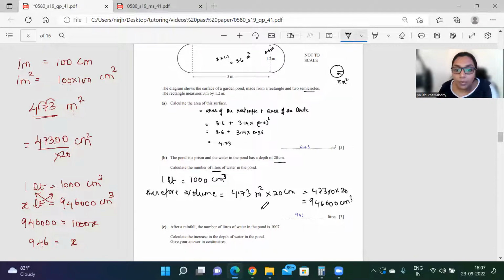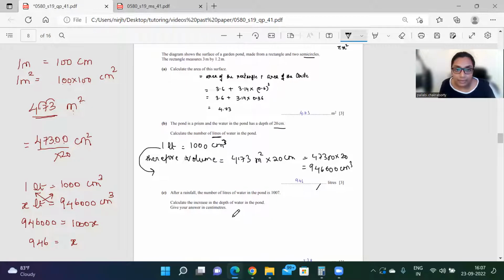That is how you will write down the answer over here. So if you want me to write this down, it will be like this. 1 liter is equal to 1000 centimeter cube. Therefore, 946,000 centimeter cube will be equal to 946 liters. That's all. That is all you need to write.